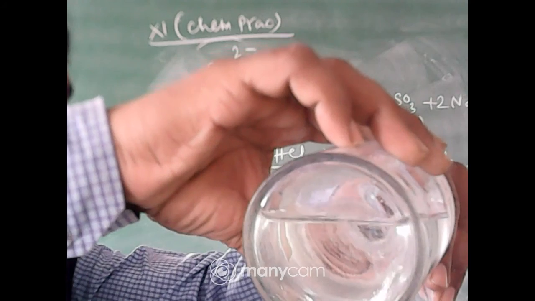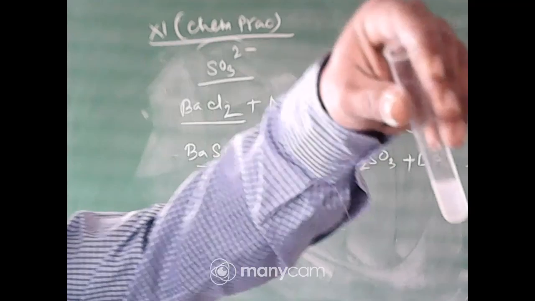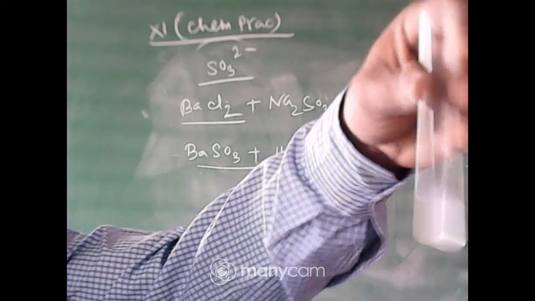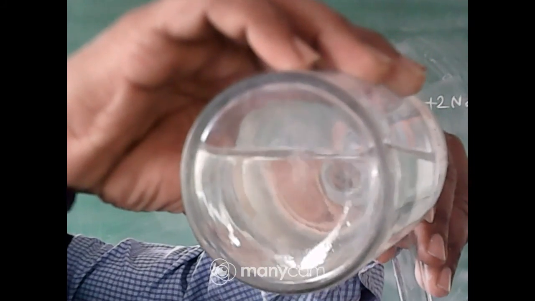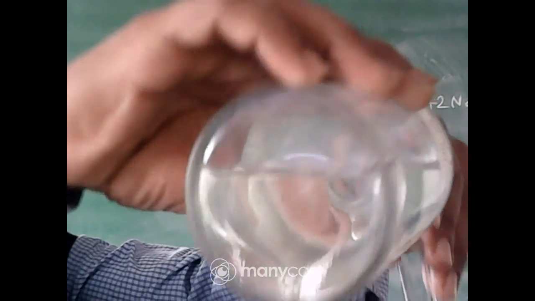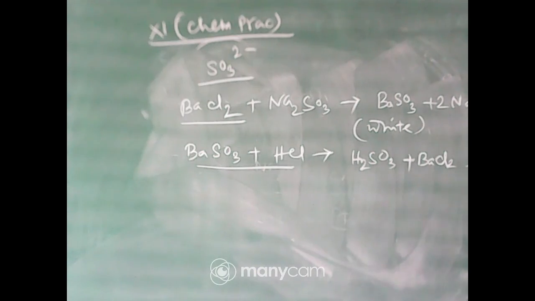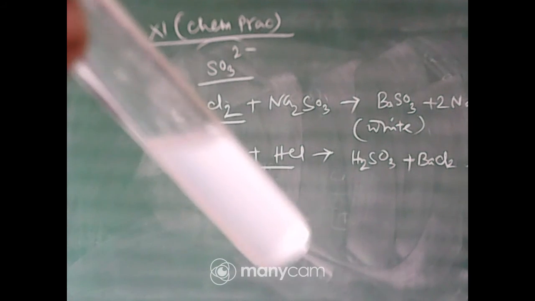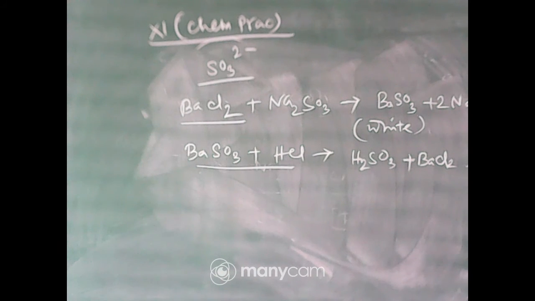If the PPT becomes excessive, then just look at this. Just by one drop the PPT dissolved. If we add one further drop, then it becomes a transparent solution again. So this proves that it is for sulphite. Okay. The haziness is there. If we add further more acid, then it will disappear. Okay. So this is the test for sulphite.